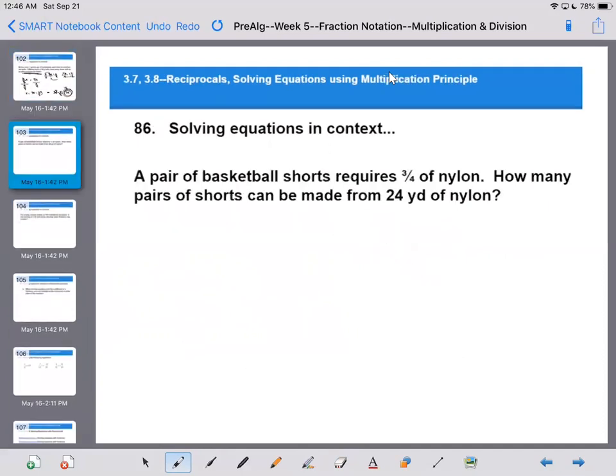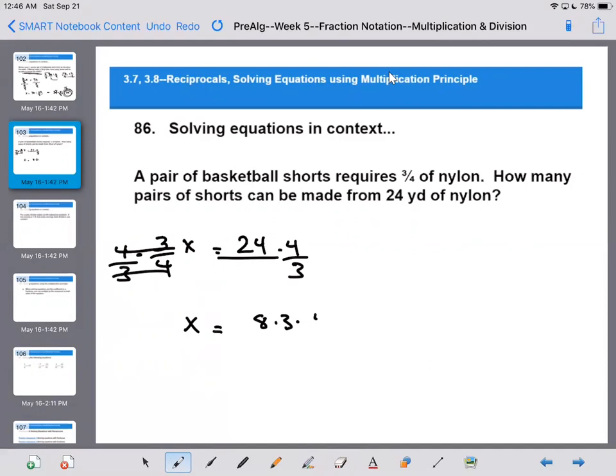Another example is we've got 3/4. Basketball shorts require 3/4 of a yard of nylon, so how many pairs of shorts can be made if you're dealing with 24 yards of nylon? So you could multiply by the reciprocal on both sides. So that's 12 divided by 12, so I'm left with 1x. And then here, remember, we can break down the factors if we need to. So 8 times 3 times 4, all divided by 3. These will divide out, and you're left with 32 pairs of shorts.